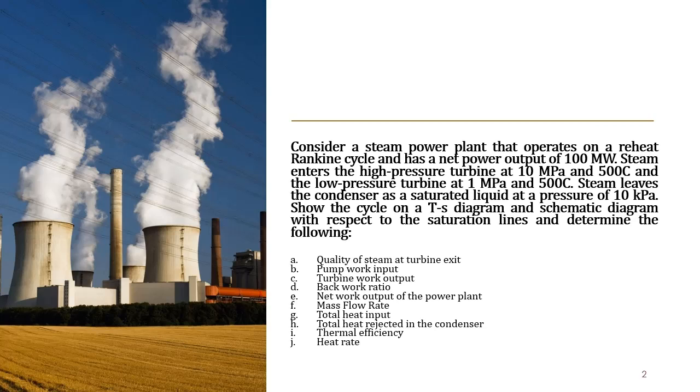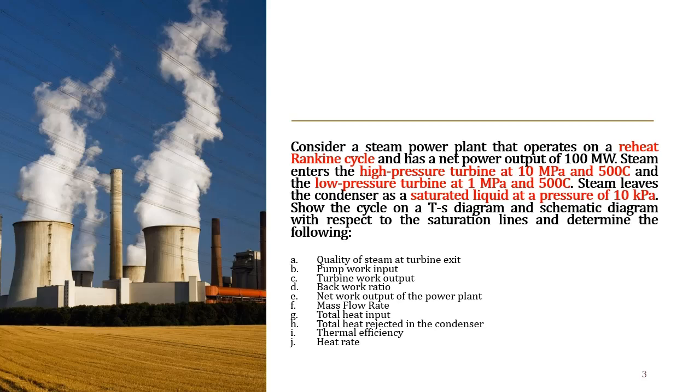Steam leaves the condenser as a saturated liquid at a pressure of 10 kilopascal. Show the cycle on a TS diagram and schematic diagram with respect to the saturation lines and determine the following: the quality of the steam at the turbine exit, the pump work input, turbine work output, back work ratio, net work output of the power plant, mass flow rate, total heat input, total heat rejected in the condenser, thermal efficiency, and the heat rate. The following are the givens in this problem.